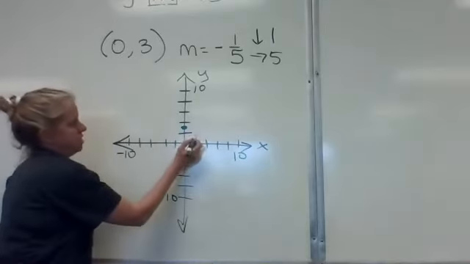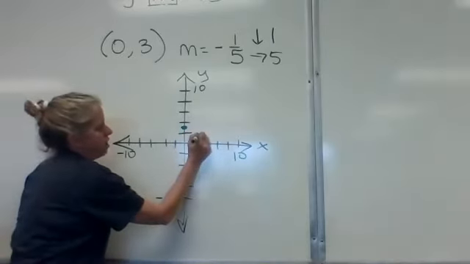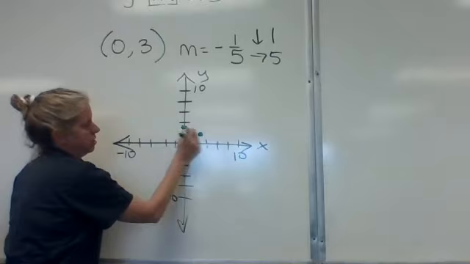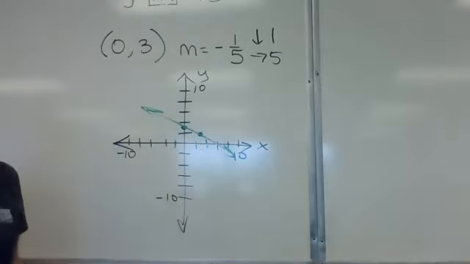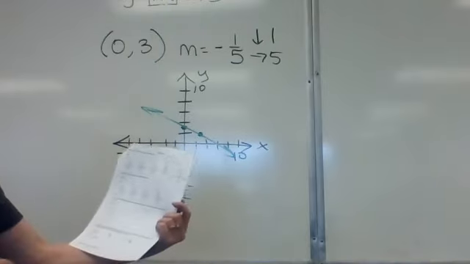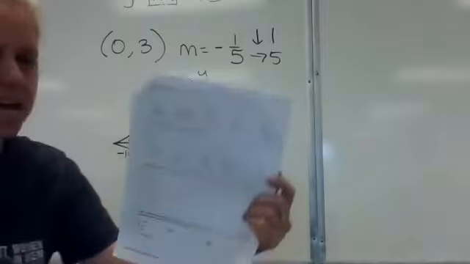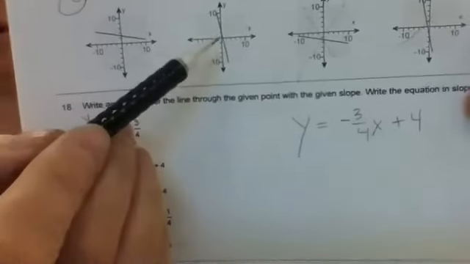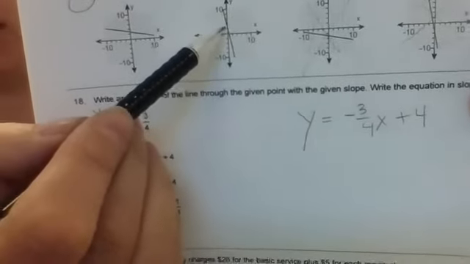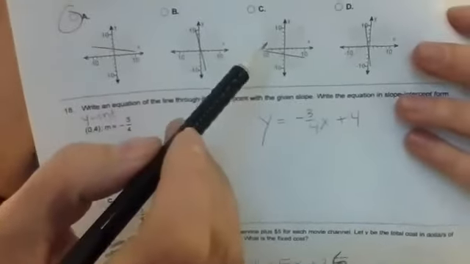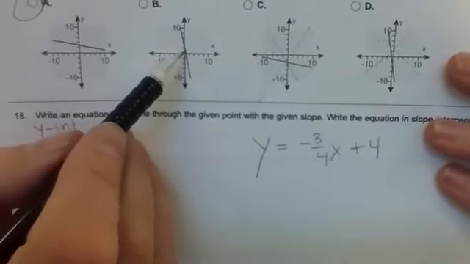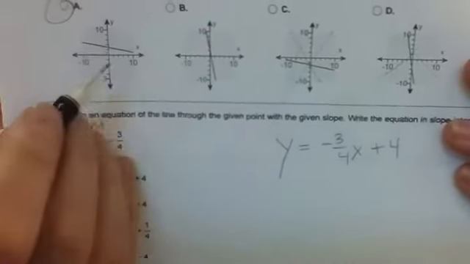So be careful, right, because this is right in between. If I went over 3, it would be right in between that 2 and 4. And then connect them. So let's see. What did we narrow it down to? A or B? If you look at A and B, look at the B. Look how steep that is, right? If it started here and went down 1 and then over 5, it's going to be somewhere over here.